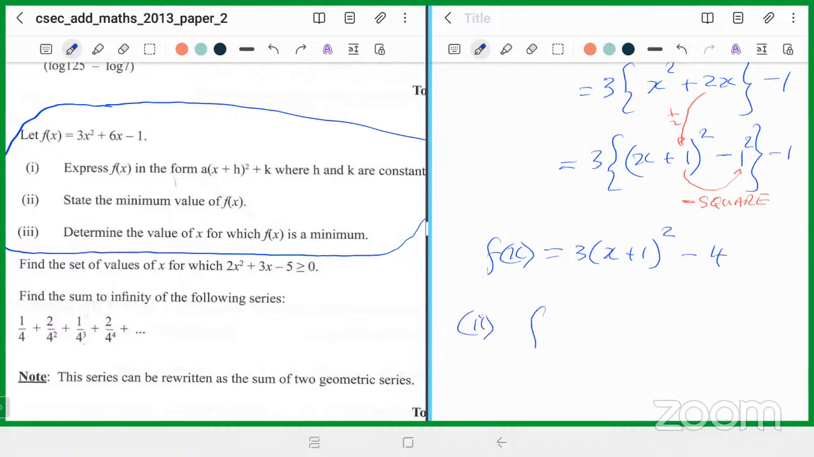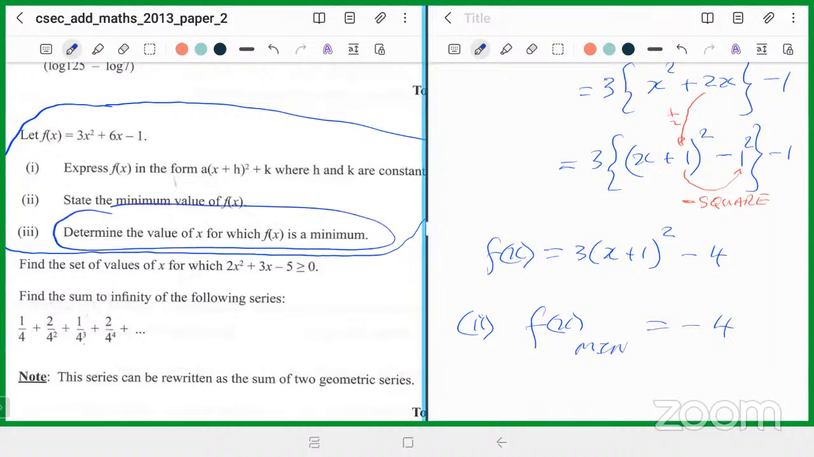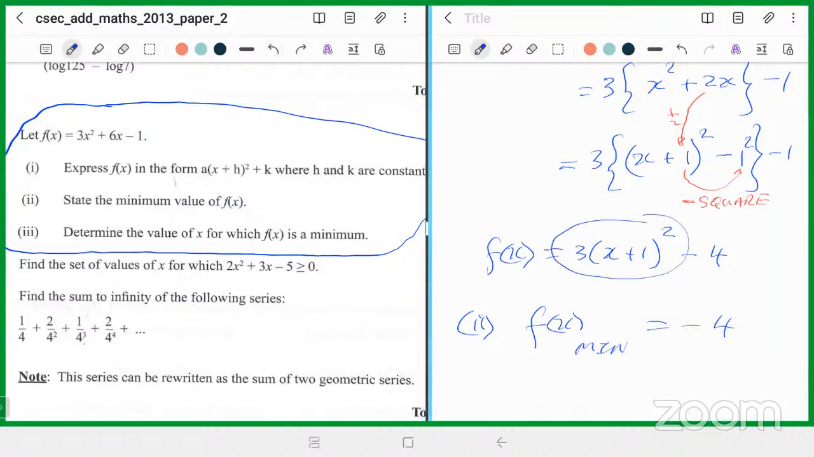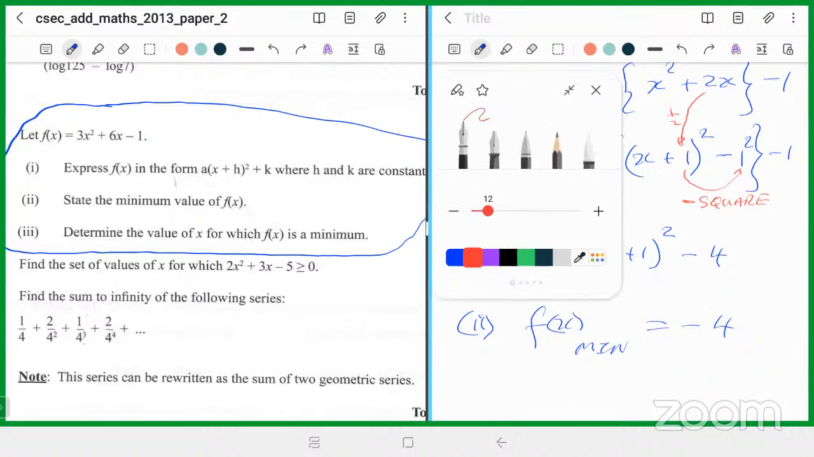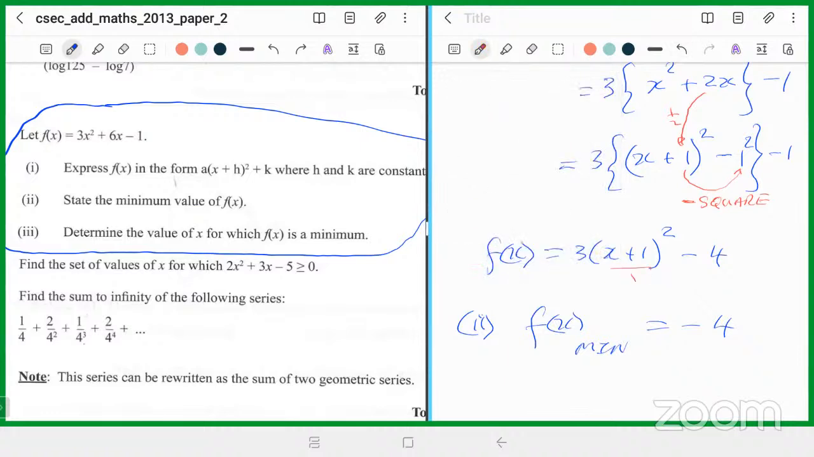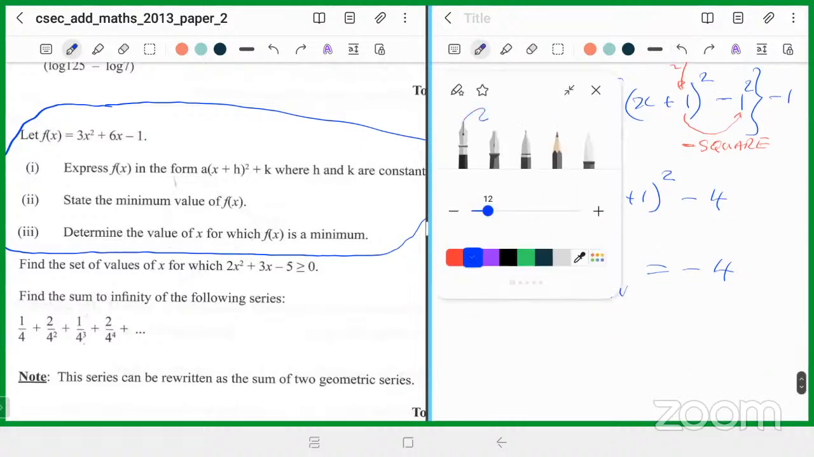So part 2. f of x minimum is that constant, negative 4. And we need the value of x when it is minimum. It is minimum when this expression is equal to 0. That expression is equal to 0 when the function inside here is equal to 0. And inside here is equal to 0 when x is equal to the negative of this. So we can set it out like this.